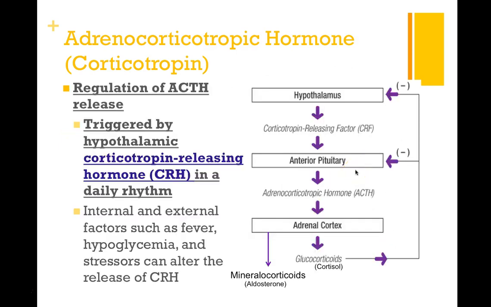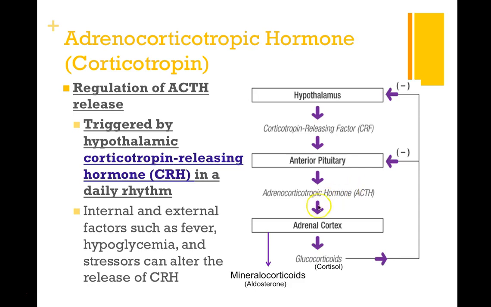How can we control ACTH release of the anterior pituitary gland? We are going to have the hypothalamus release a hormone known as the corticotropin releasing factor. And then that goes over to the anterior pituitary gland and releases the ACTH. We have internal and external factors such as fever or hypoglycemia and stressors that can alter the release of this corticotropin releasing factor or hormone.